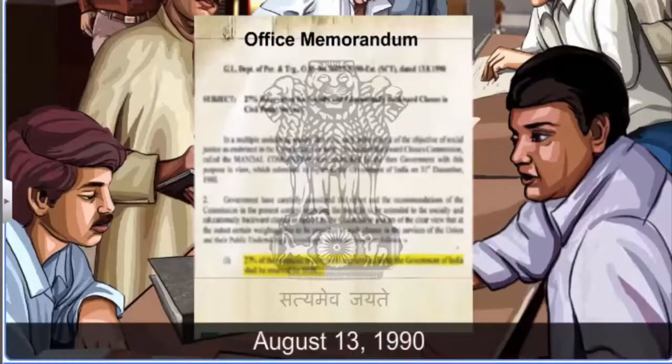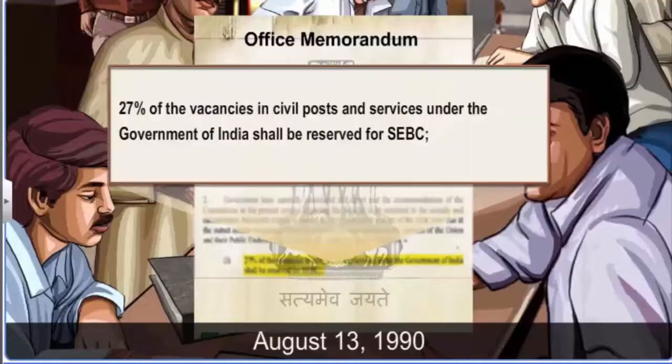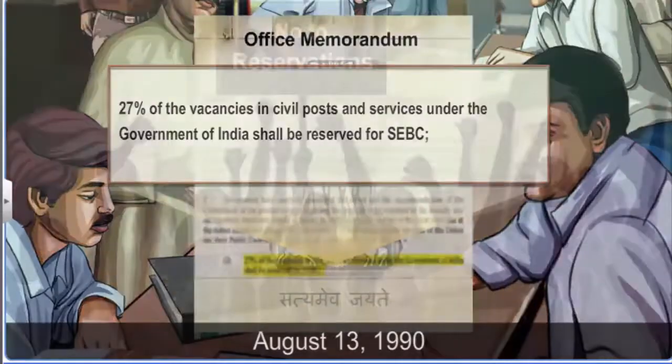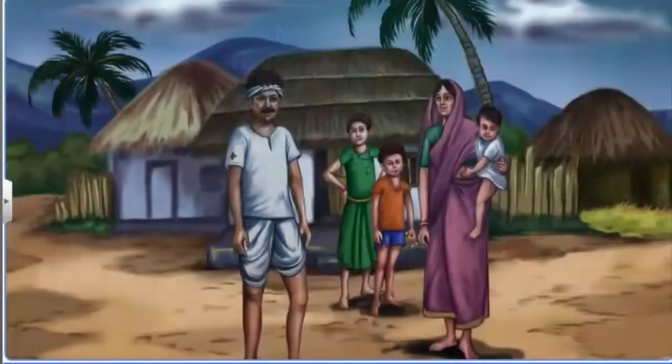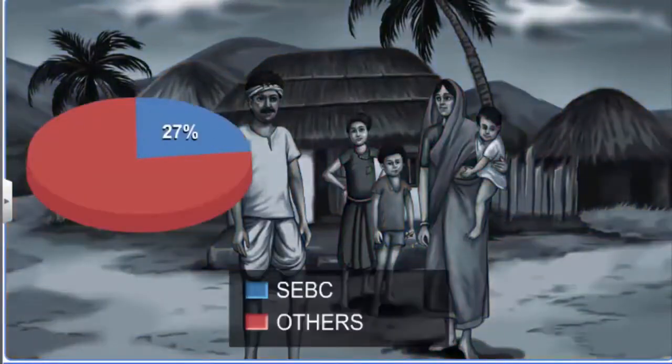The government passes a lot of orders every day on a variety of matters, but the one passed on August 13, 1990 was very important and became a major source of controversy. Let's take a look at the government order and what happened after it was passed. This order announced that 27% of vacancies in civil posts and services under the Government of India would be reserved for socially and economically backward classes, SEBC.